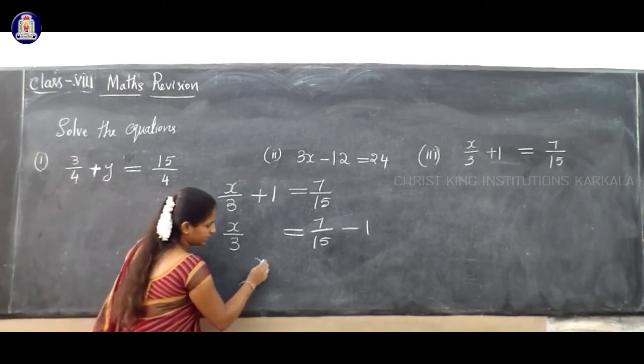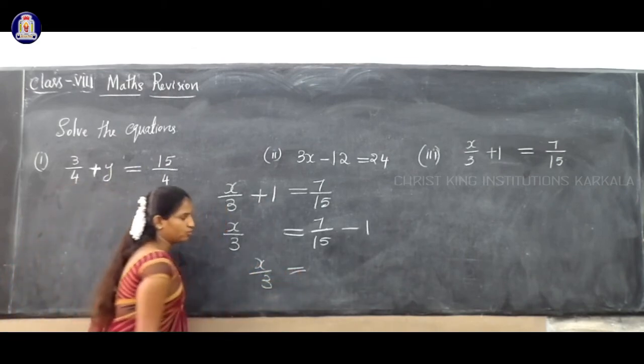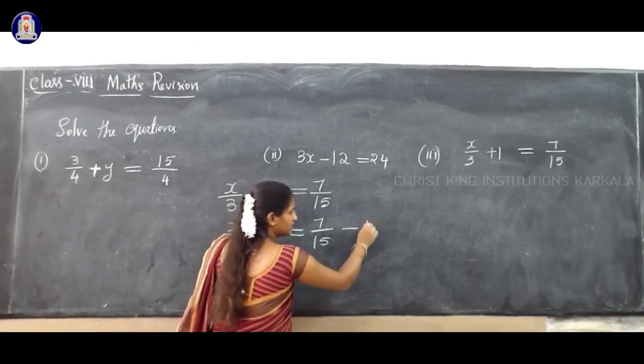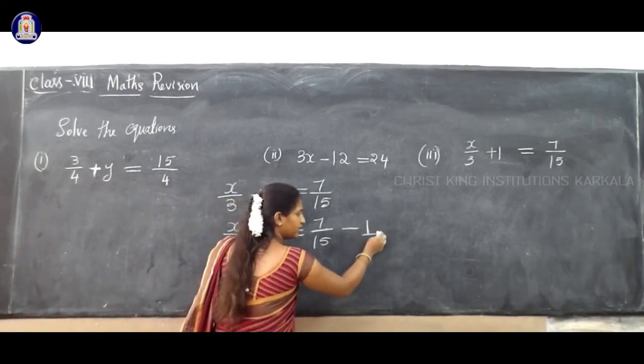So x by 3 is equal to, say, the denominator here is 15, and what is the denominator of 1?